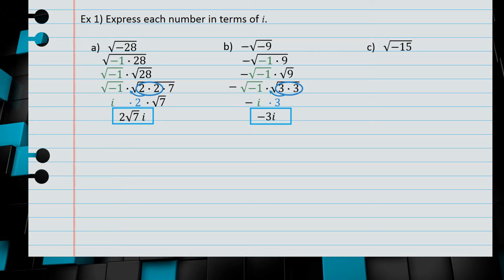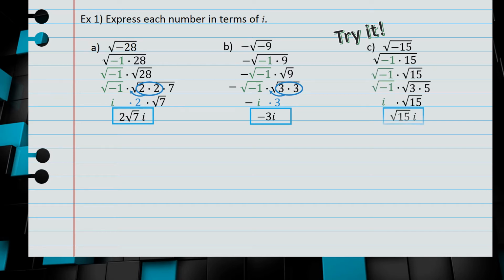For C, we have the square root of -15. This is your try it problem. Hopefully you found it to result in the square root of 15 i. Make sure your i is not under the radical. That would be incorrect.